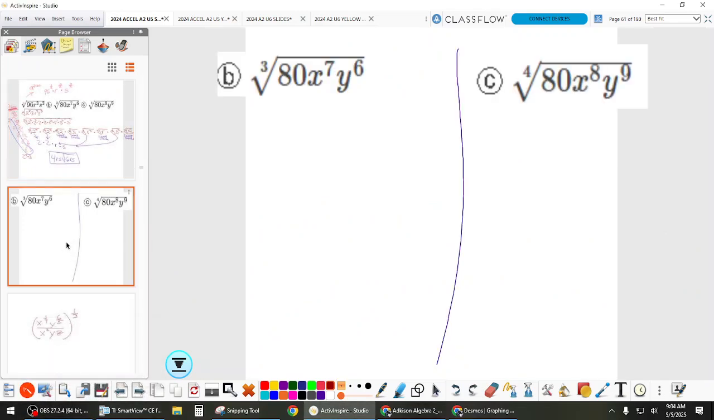So prime factoring 80, just to clarify, even though 3 is our index, 3 is not a prime factor of 80. So the index has nothing to do with the prime factoring. You could start with 5 if you wanted. So this becomes 2 to the 4th times 5.